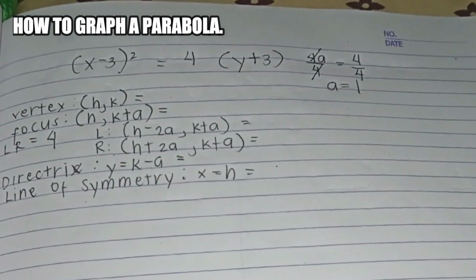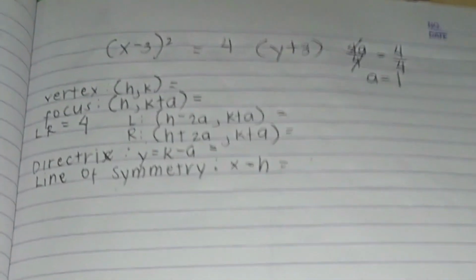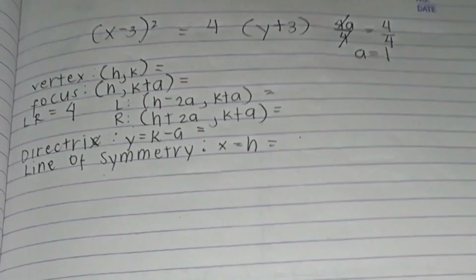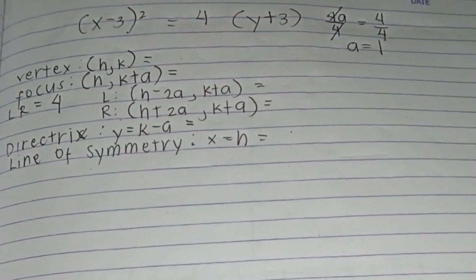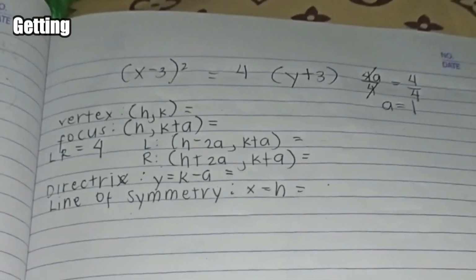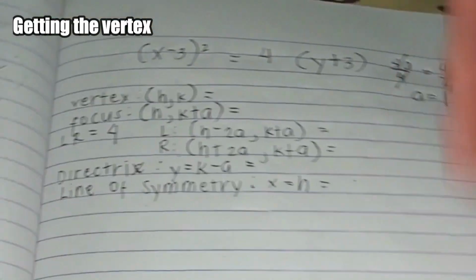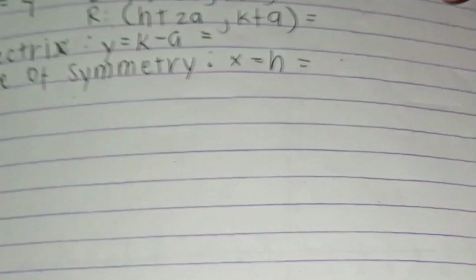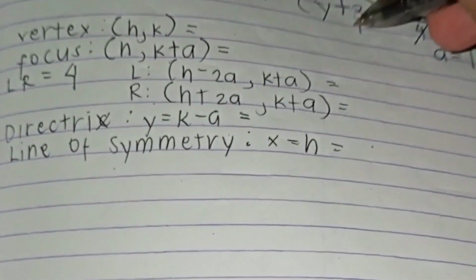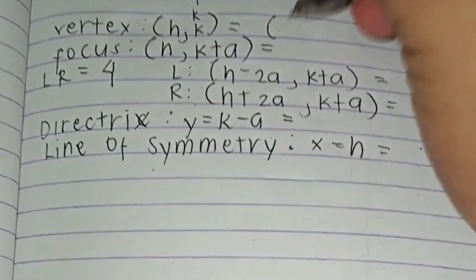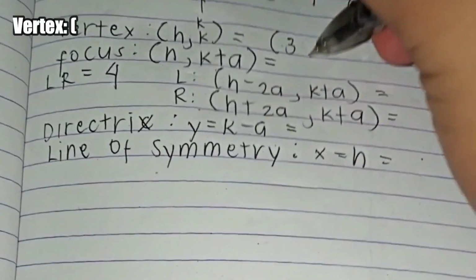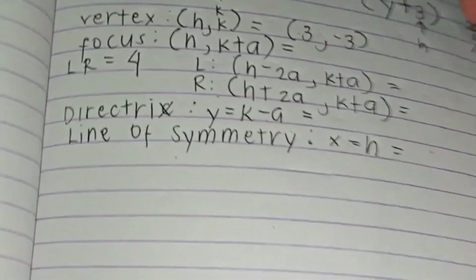How to graph a parabola. First, we will have to solve this equation. x minus 3 squared equals 4 times y plus 3. This is how we get the vertex. This is the h and this is the k. So it will be 3 and negative 3.